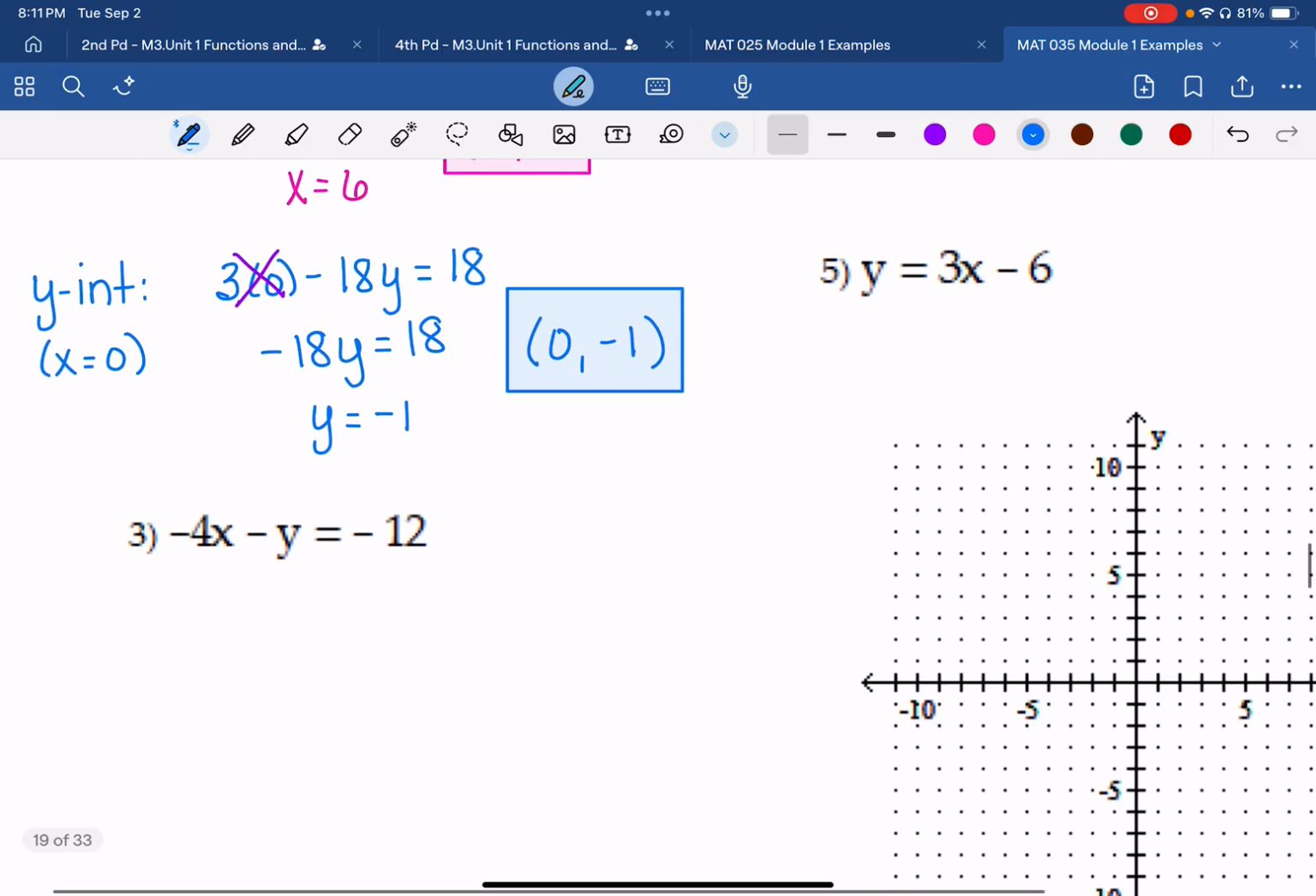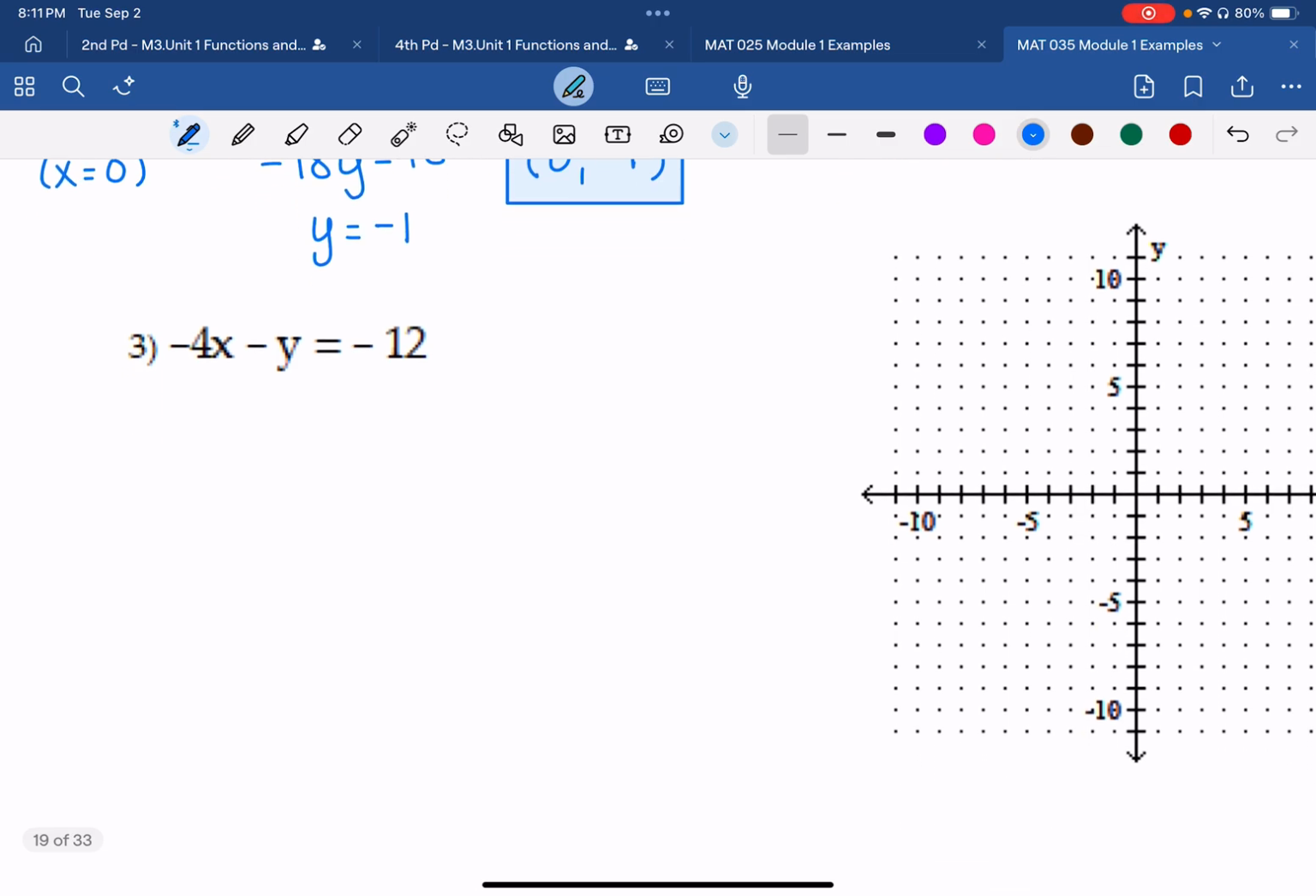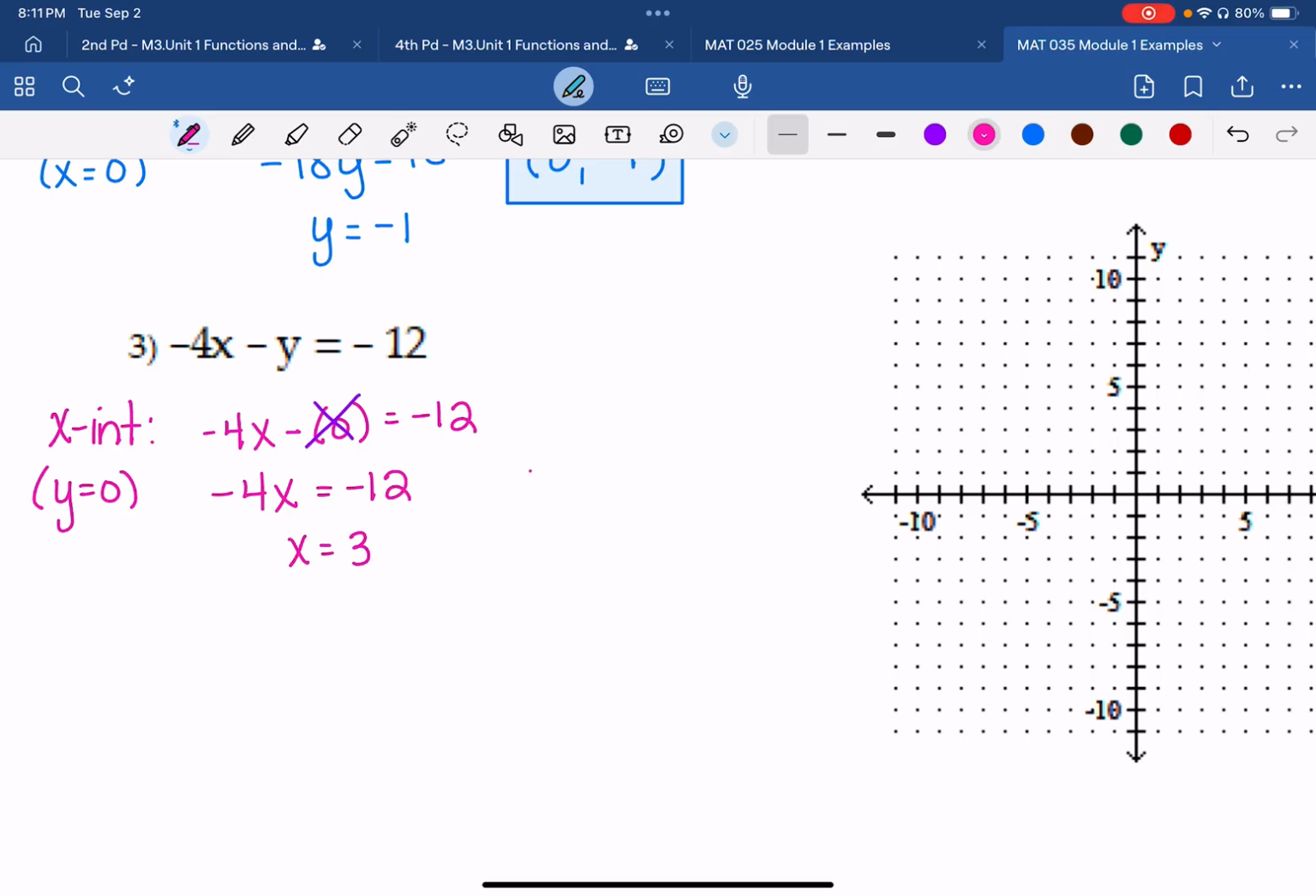Okay, example 3. So we've got x-intercept, y is equal to 0. So negative 4x minus 0 equals negative 12. Again, this goes away. So negative 4x equals negative 12. Divide by negative 4, and x equals 3. So as an ordered pair, that would be 3, 0.